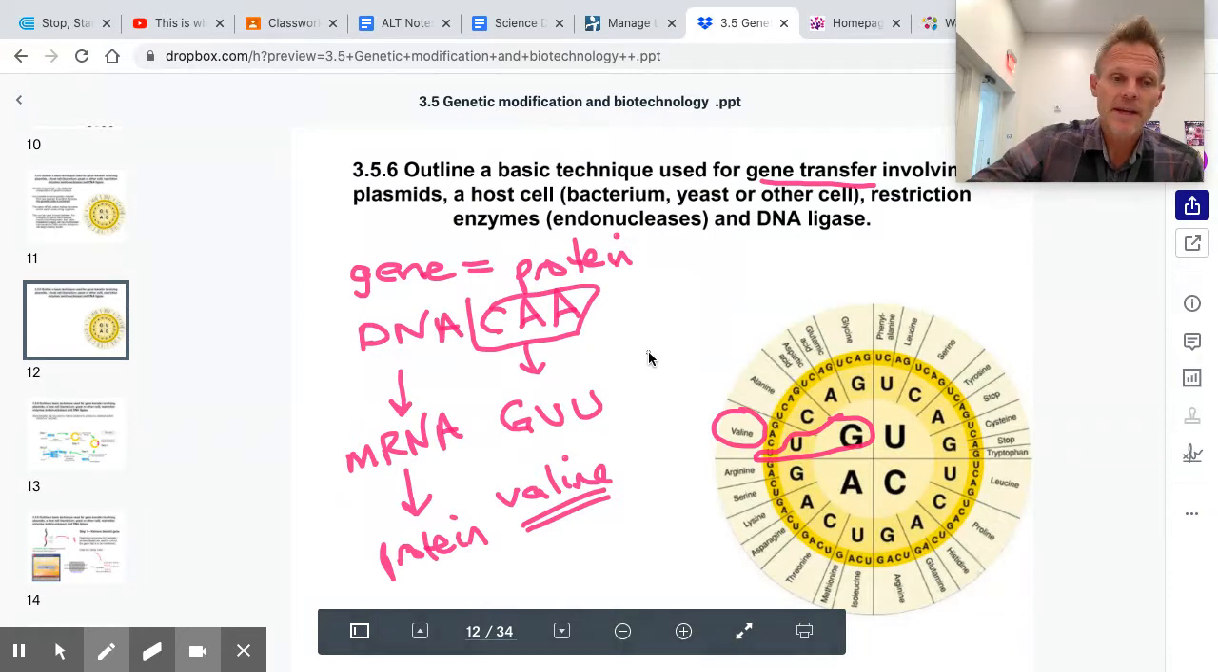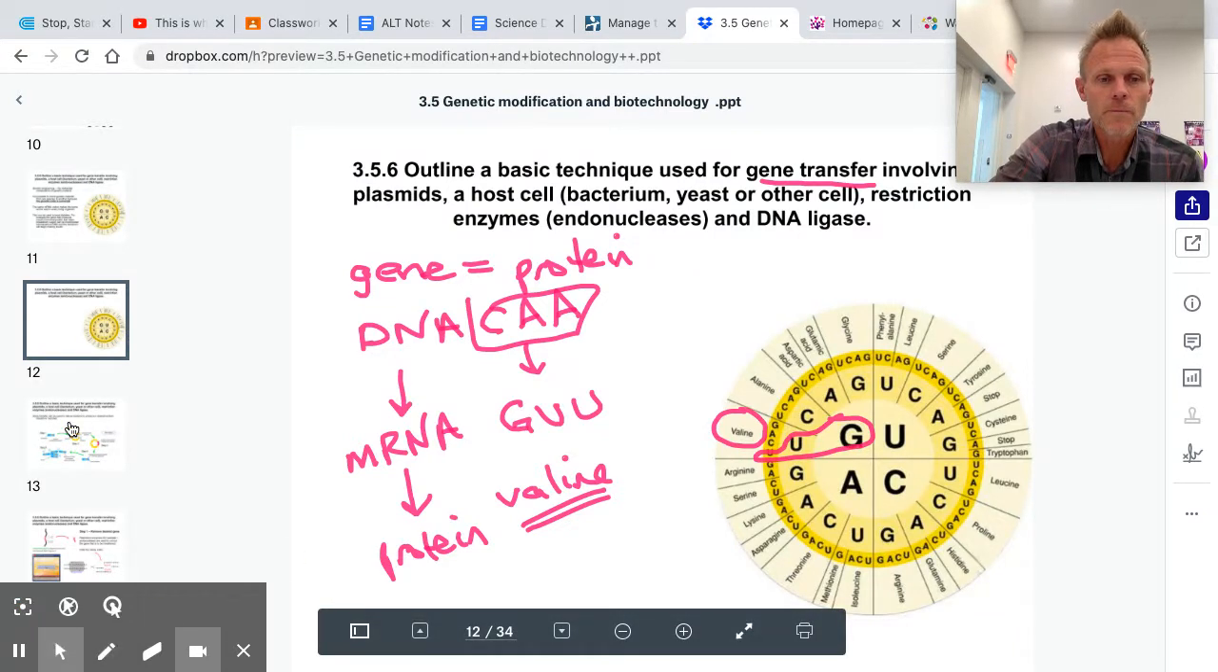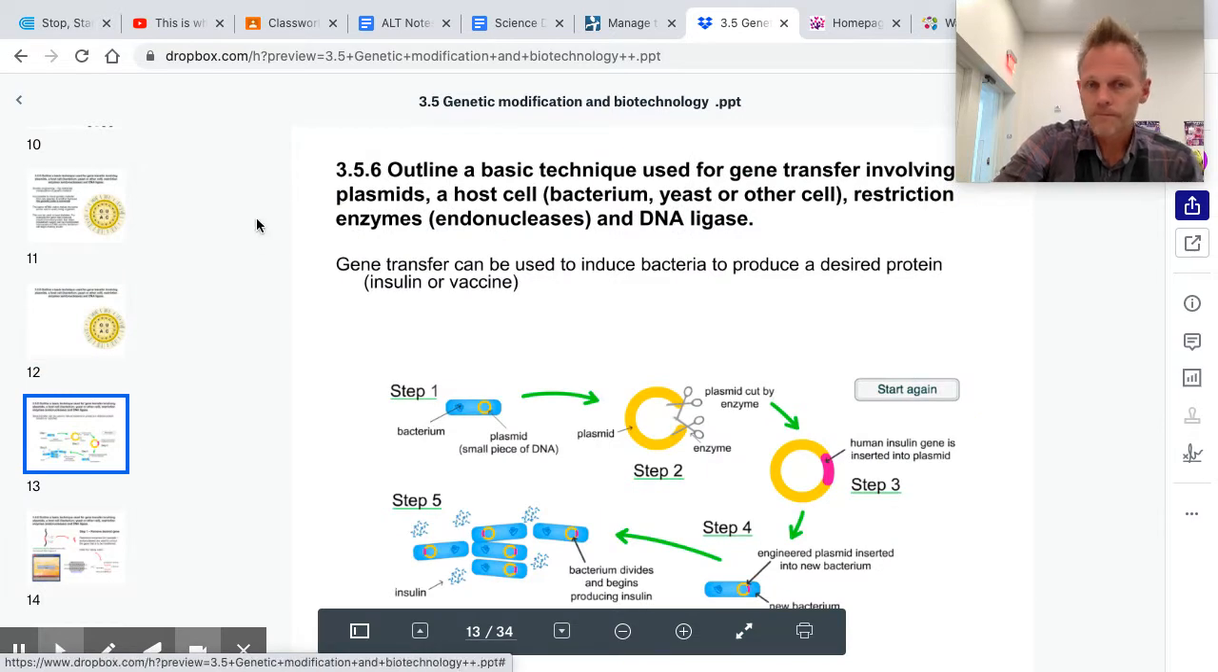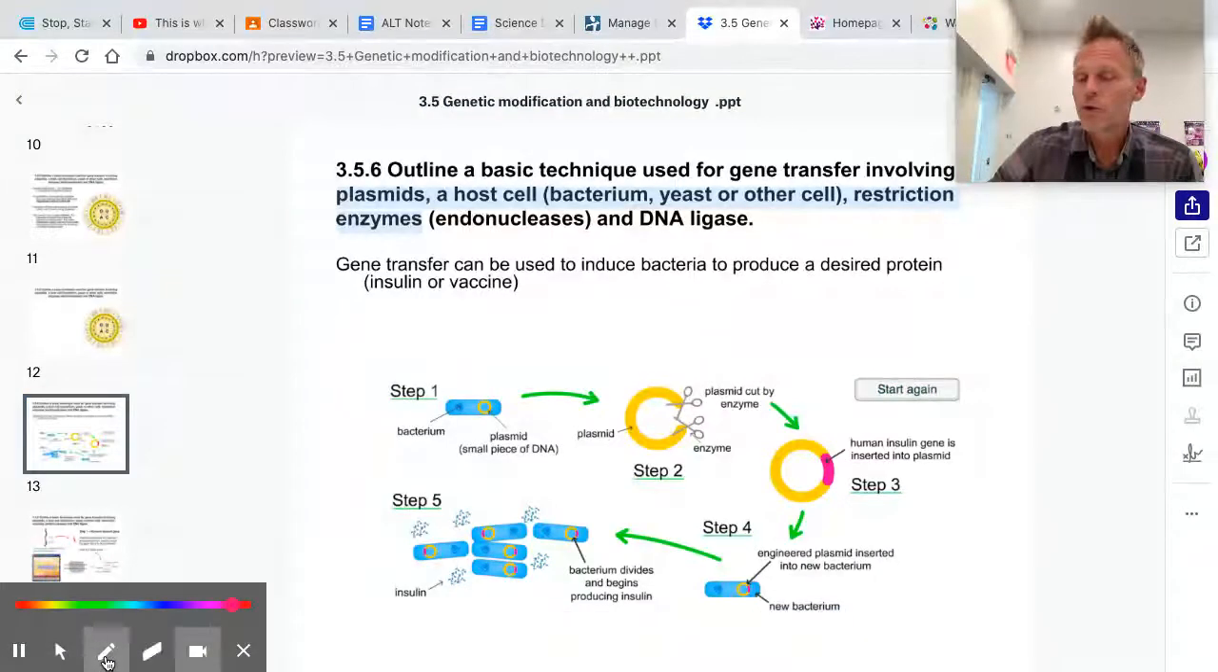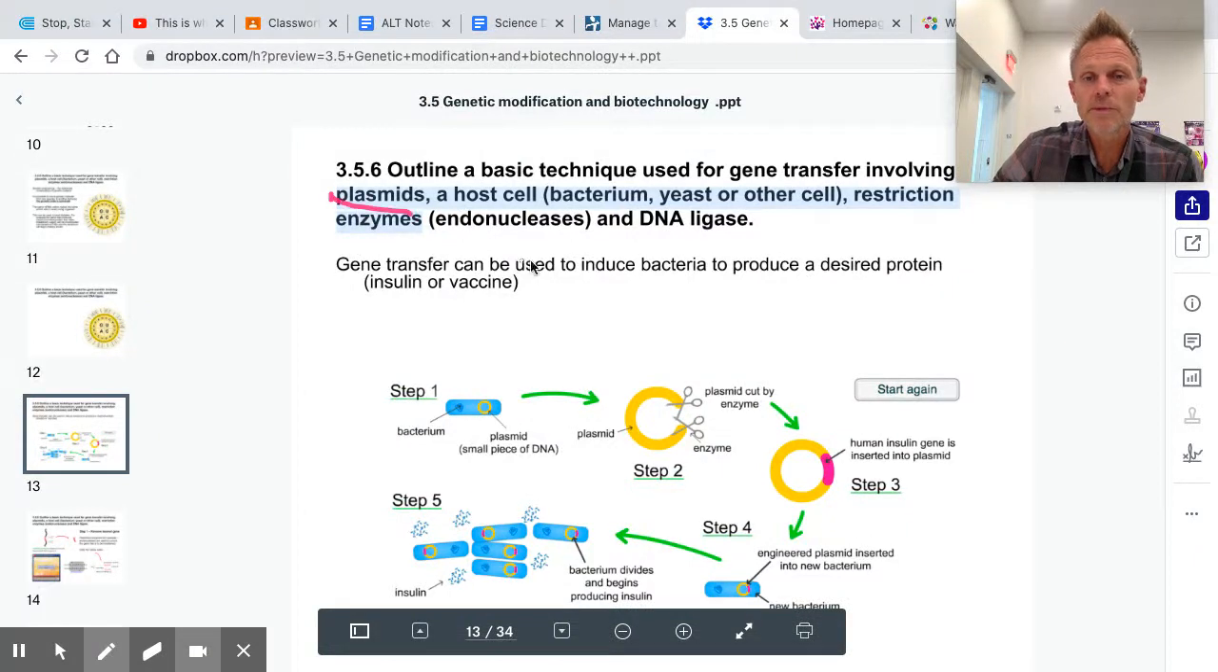Let's look at an example with insulin. If we look at the assessment statement up here, it says we need to include some stuff. We need to talk about the role of plasmids, two different types of enzymes, and the host cell. We talk about bacteria, two enzymes called restriction enzyme and DNA ligase. So what we need to do is take a plasmid, like you remember, plasmids are in bacteria, and we need to remove it.